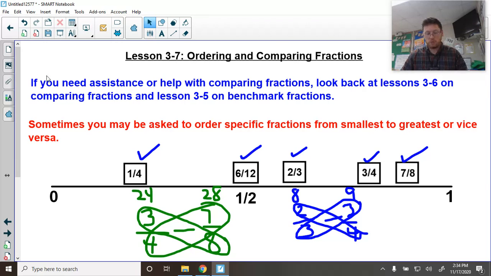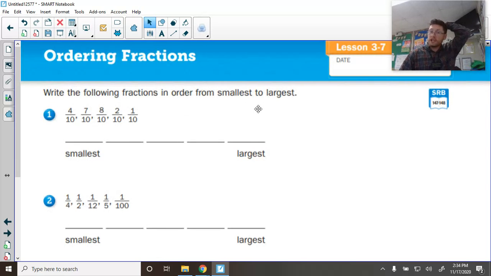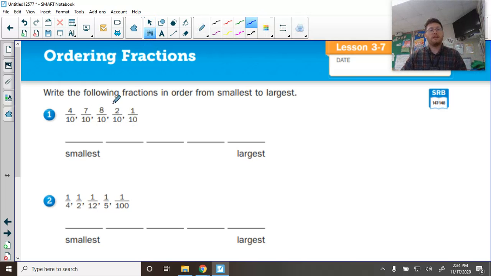Okay, so here's what we're going to do. We're going to look at your sheet and order these fractions. Now, again, I'll keep saying it: for comparing fractions, go back to that lesson if you need to refresh or review exactly what we talked about in that lesson with denominators and numerators. So in this case right here, I need to put my fractions from smallest to largest. Okay, and here are my fractions: 4/10, 7/10, 8/10, 2/10, and 1/10.